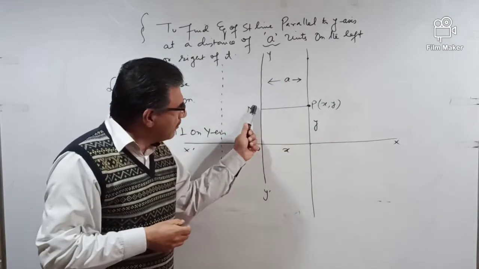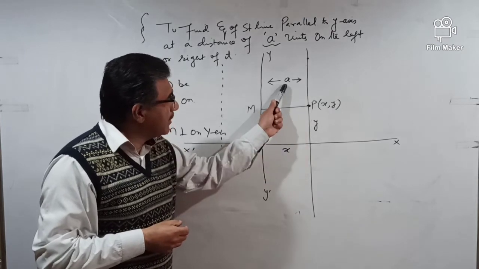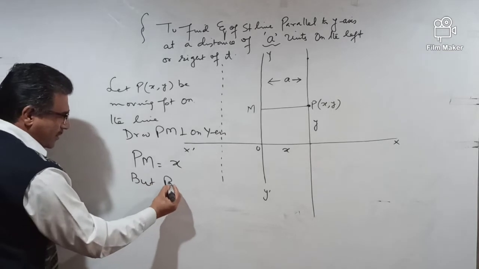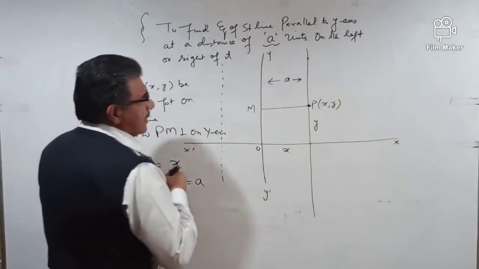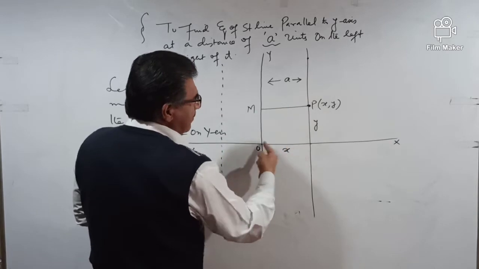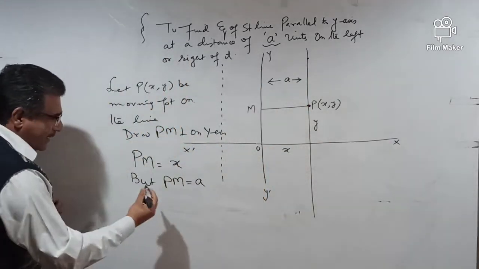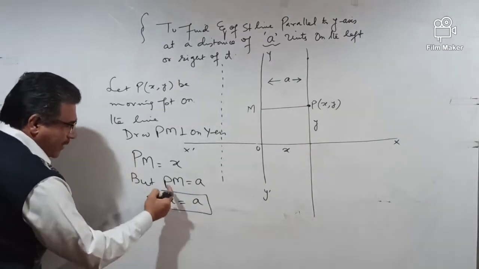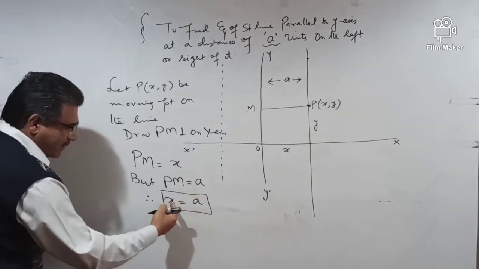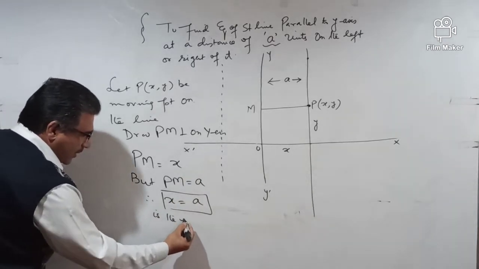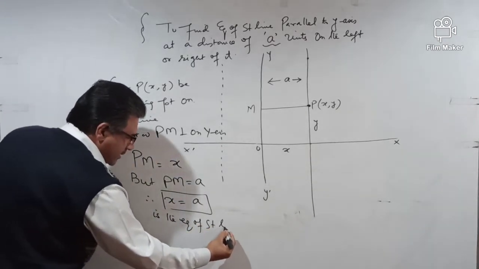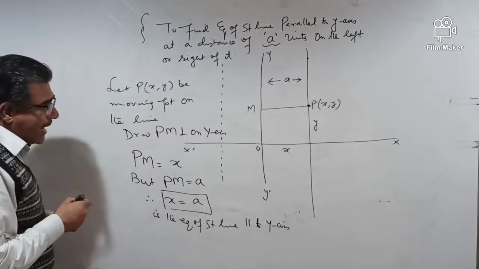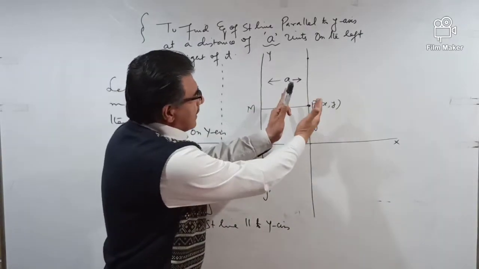अब PM कितना है? PM तो x है, लेकिन PM कितना है? PM तो a है. That means PM is x, but PM is a also. PM is a. क्यों PM a है? क्योंकि ये डिस्टेंस सारी तो सेम है, because this is parallel to the y-axis. Therefore x is equal to a. PM is a, PM is x. That means x and a is same. Therefore x is equal to a is the equation of straight line parallel to the y-axis at a distance of a units on the right of it.